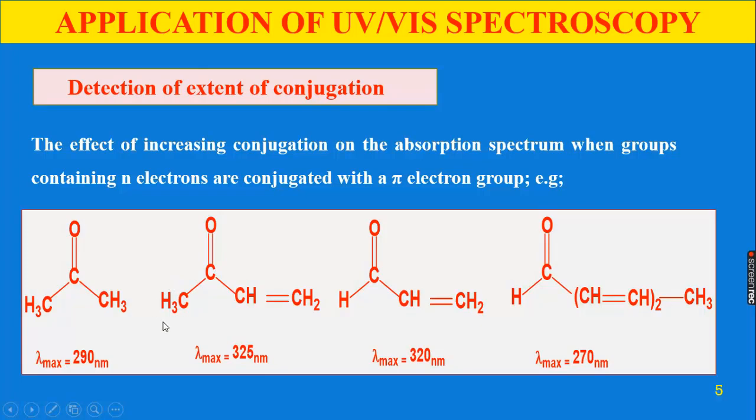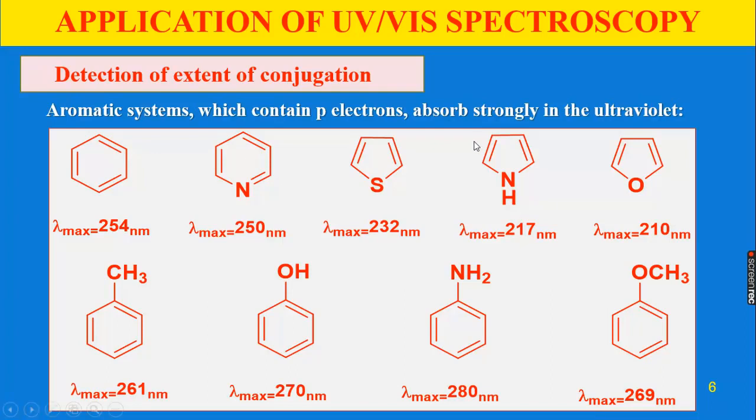But when we change this methyl group to hydrogen, the absorbance decreases to 320 nanometer because it will not act as an auxochrome. And when we change to this other group, the absorbance also decreases to 270 nanometer. So this is the first example. Here are some other examples: benzene, pyridine, thiophene, pyrrole, toluene, aniline, phenol, methoxybenzene, which all absorb in the ultraviolet region containing different functional groups.